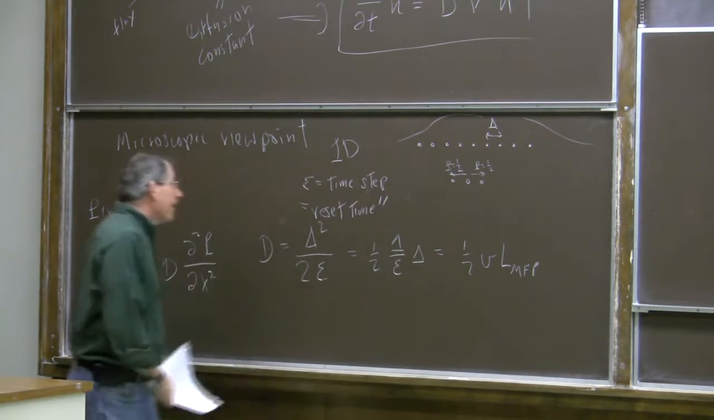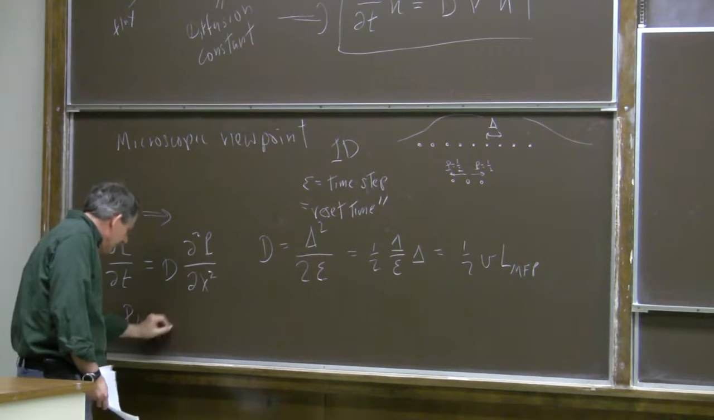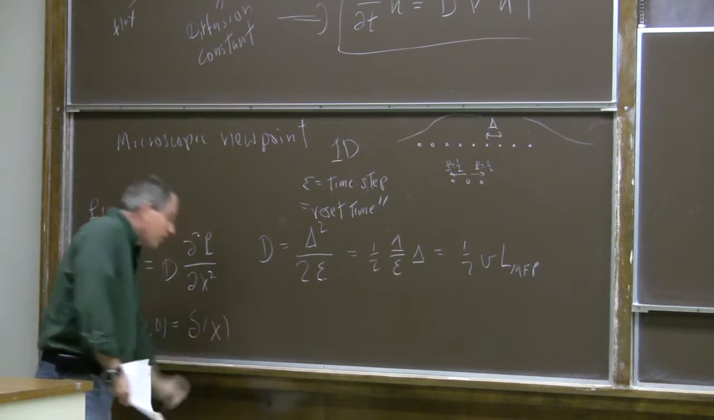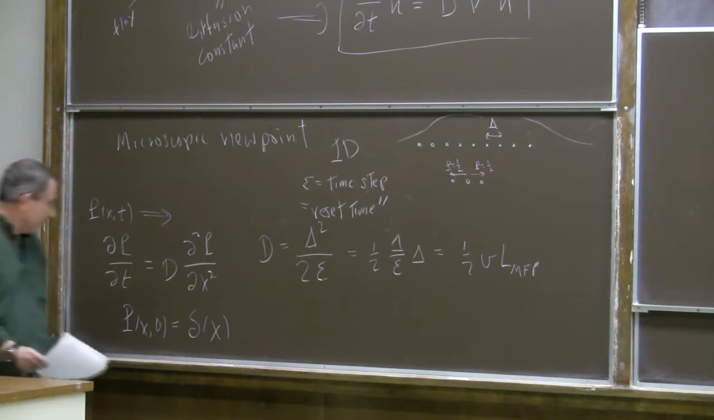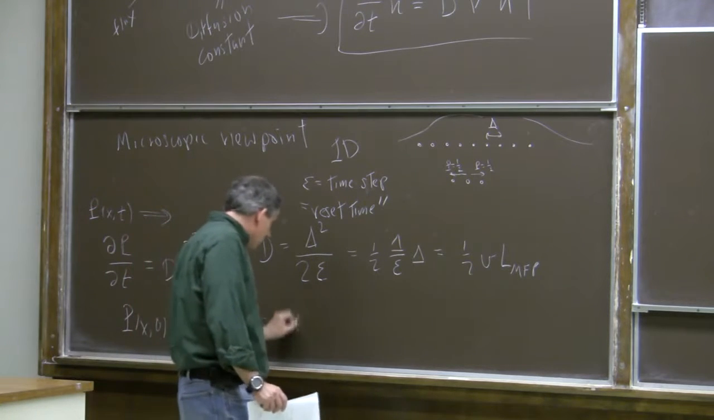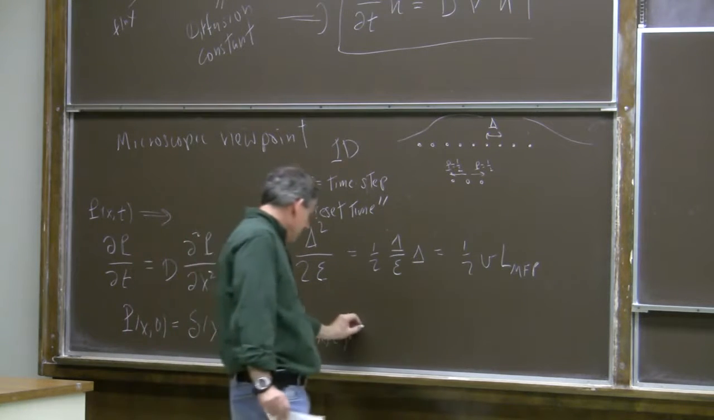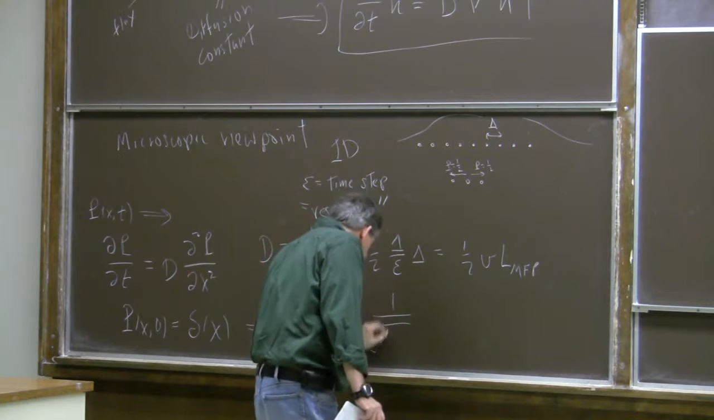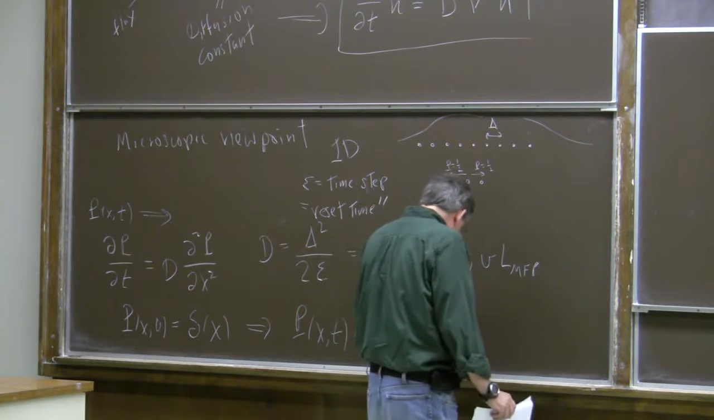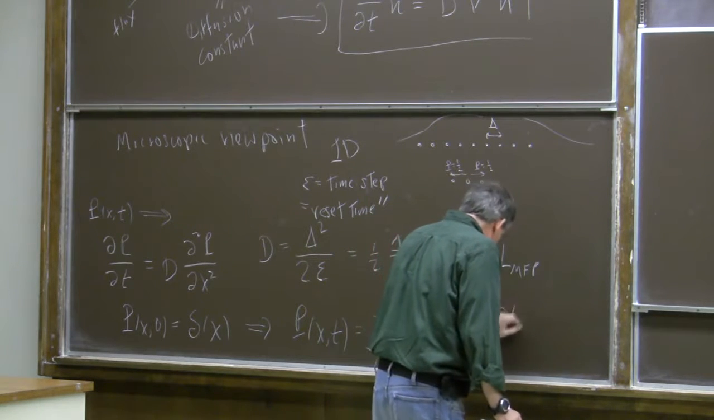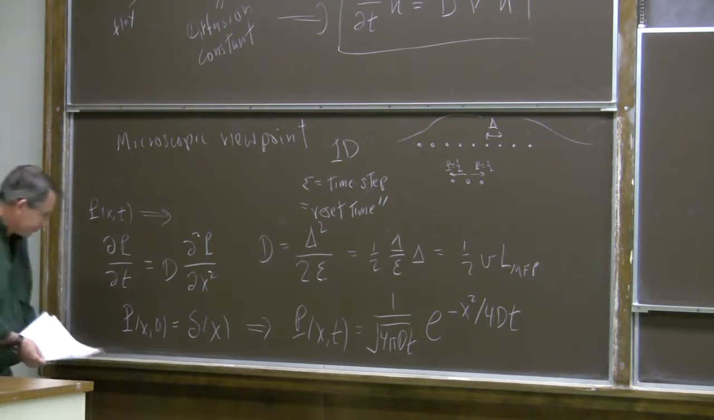We saw that if you have an initial probability distribution at time 0, which is just a delta function of position, so the particle starts out at the origin with probability 1, then after a time t, the probability distribution will be given by a Gaussian, 1 over the square root of 4 pi Dt, times the exponential of minus x squared over 4Dt, so the width of that Gaussian depends on the time.